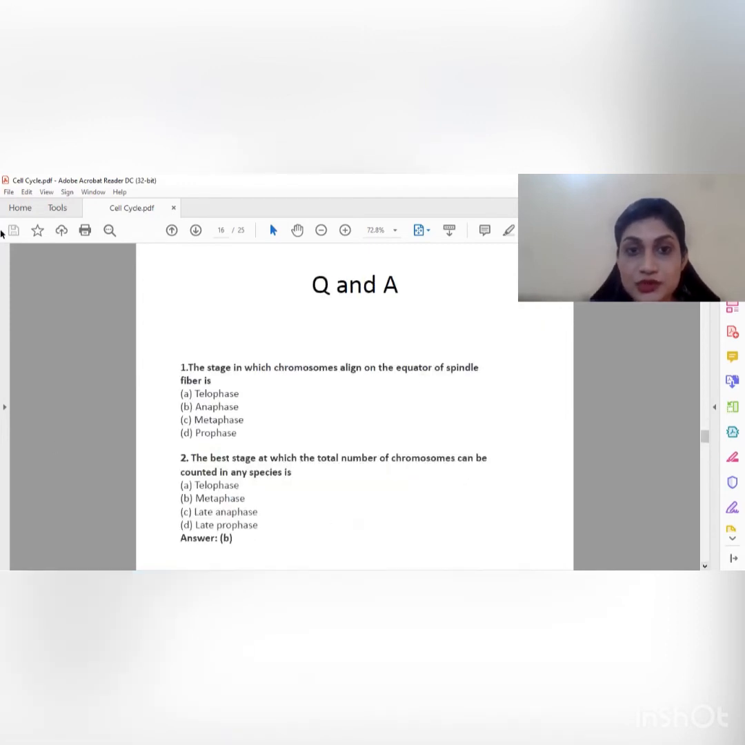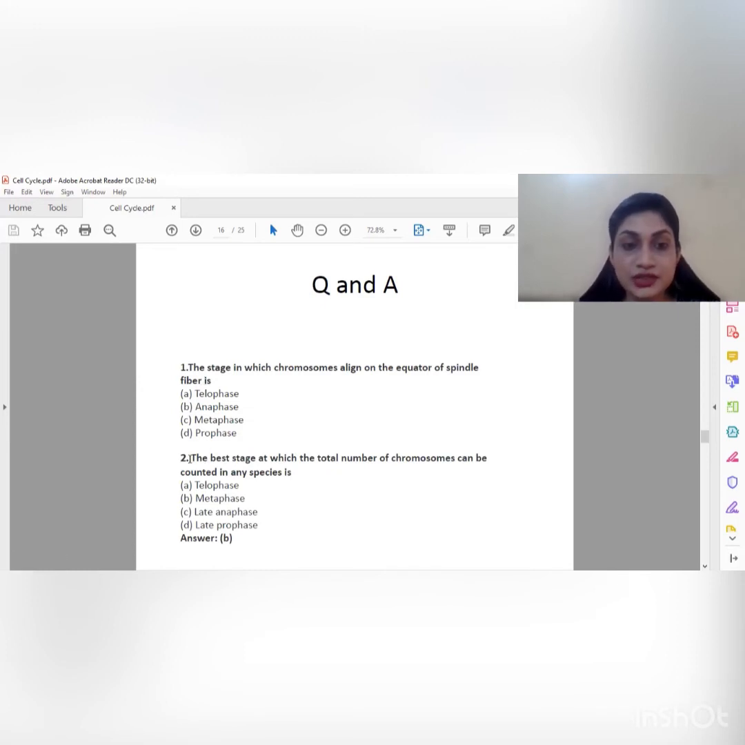Now let's move to some question answers. The stage in which chromosomes align on the equator of the spindle fiber is, like I told you, metaphase. Now you know what kind of questions might appear in your exam. The stage in which chromosomes align on the equator of the spindle fiber, or the equator of the cell, the equatorial plane or metaphase plate. Obviously, they will not give you metaphase plate because the answer would be very obvious. Mainly, it is equatorial plane or equator of the spindle fiber.